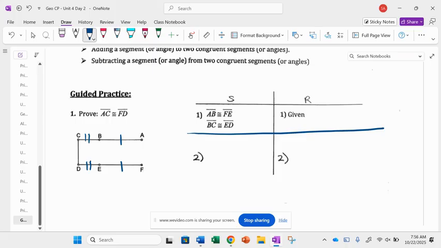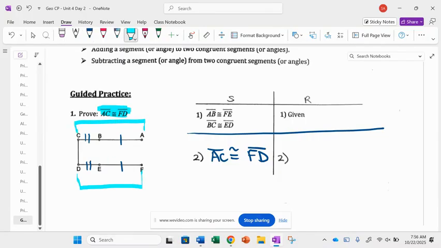What's always the last statement in a proof, Stella? What we're trying to prove. This time, what are we trying to prove? We're trying to prove that segment AC is congruent to segment FD. So let's look at it. Segment AC goes from A to C. Segment FD goes from F to D.